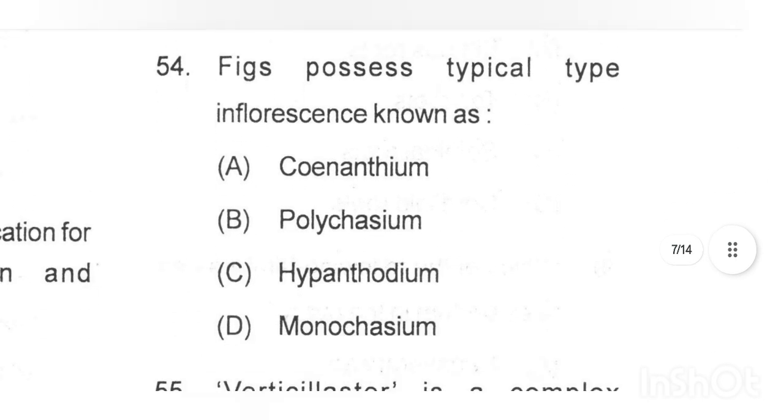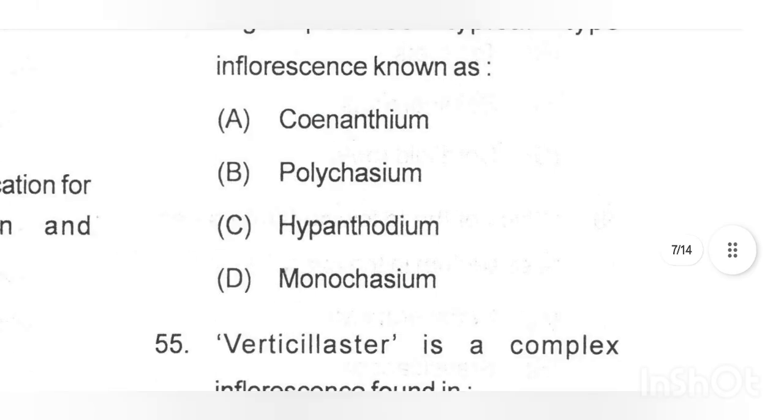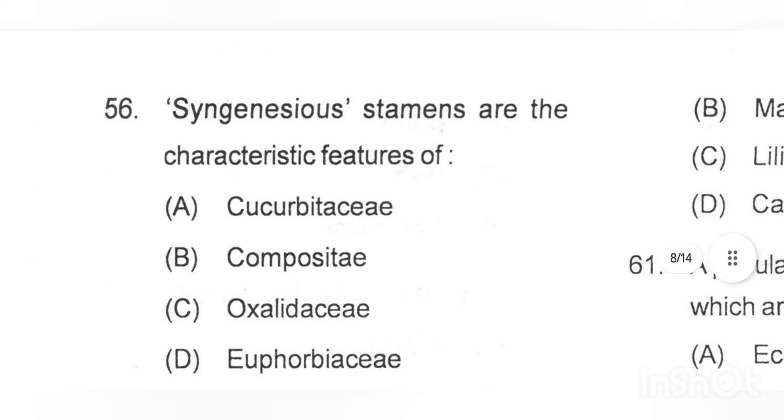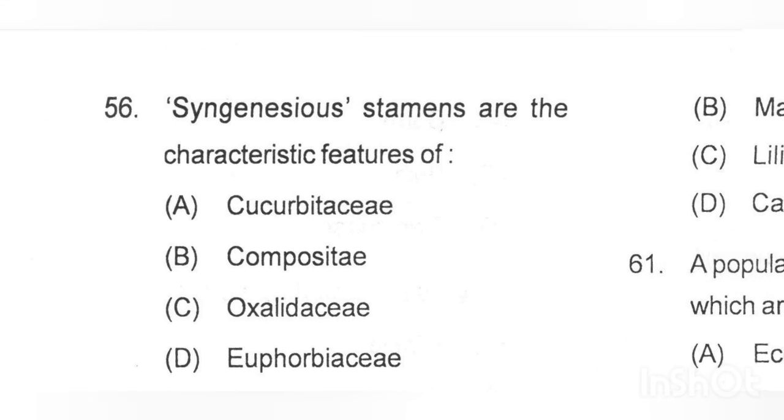Then question number 54, fig's typical type of inflorescence called as hypanthodium. Verticillaster is a complex inflorescence found in Labiatae or Lamiaceae family. Then question number 56, syngenesious stamen. What is the meaning of syngenesious stamen? Here anthers are fused but filaments are free, which is found in your Compositae or Asteraceae family.